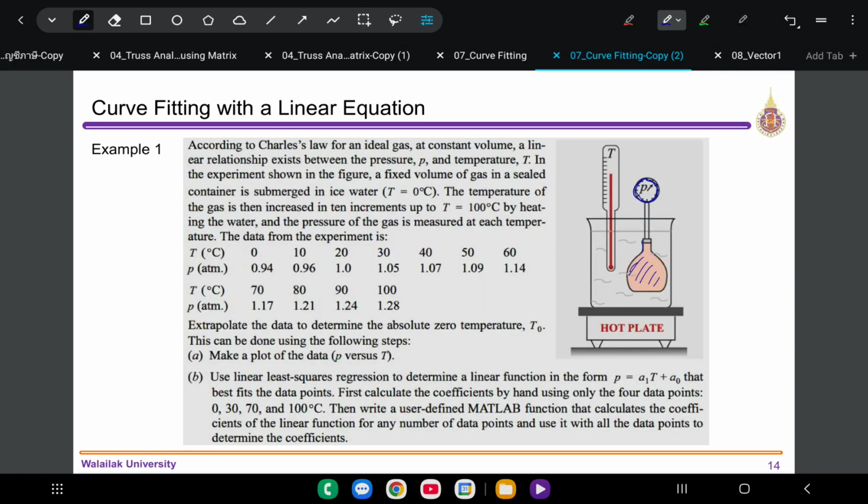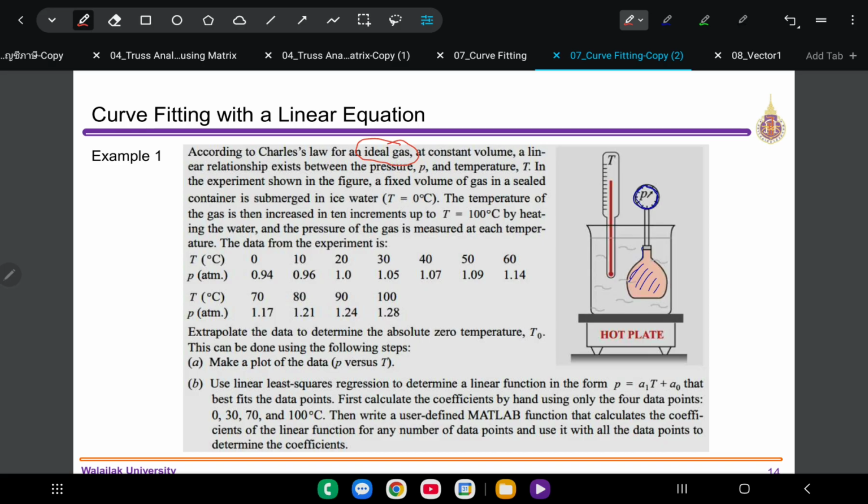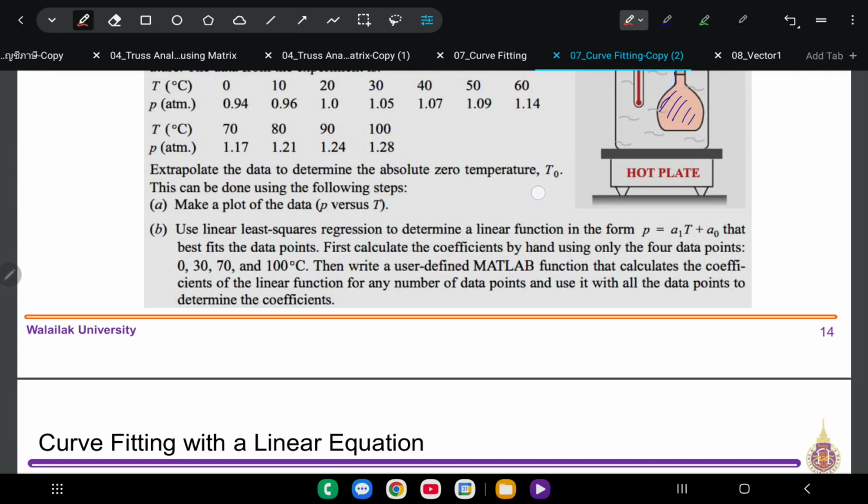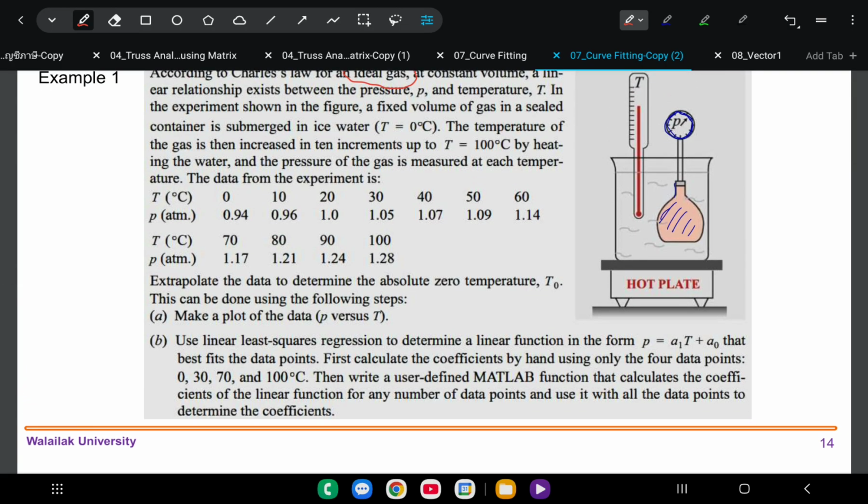Hello everyone. Today we are going to solve curve fitting with a linear equation, using the example of the ideal gas. According to Charles's law, the information that we have is the relation between the temperature in Celsius and the pressure in atm.